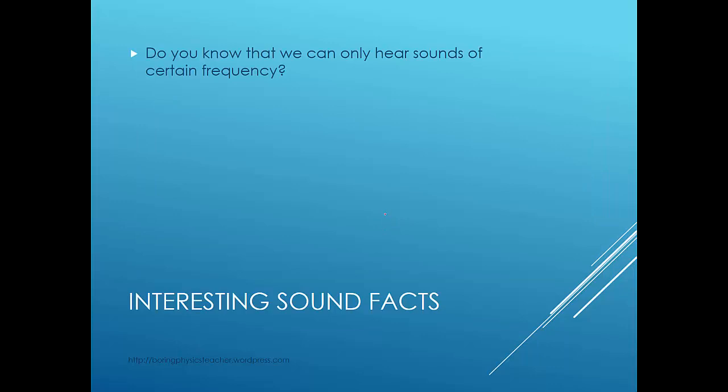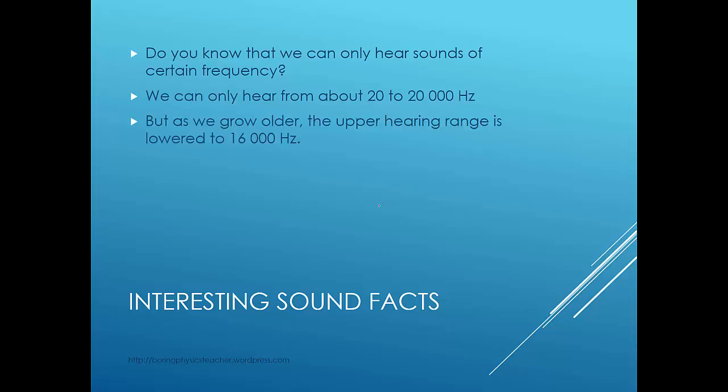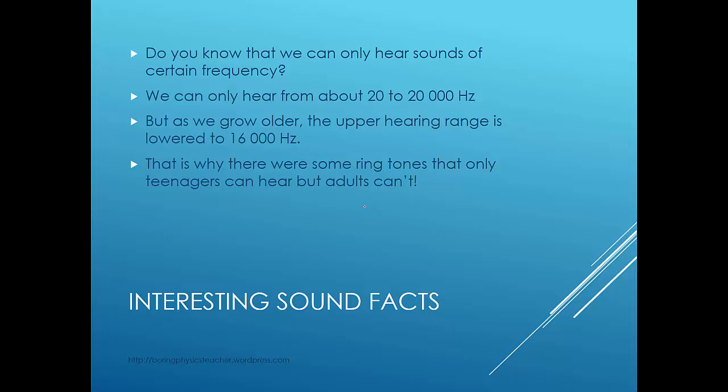Some interesting sound facts. Do you know that we can only hear sounds of certain frequency? We can only hear about 20 to 20,000 Hz. But as we grow older, the upper hearing range is lowered to 16,000 Hz. So that's why there are some ringtones that only teenagers can hear, but adults can't. The sound that is above our hearing range is known as ultrasound.